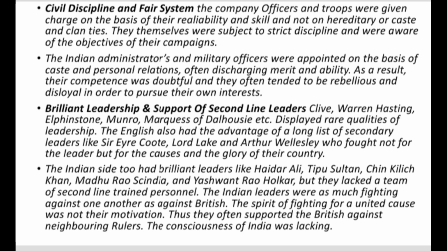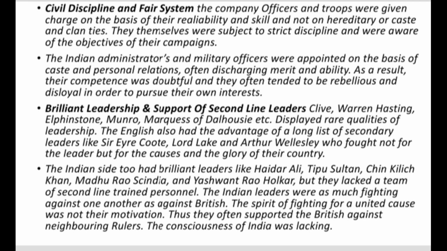After that, the civil discipline and fair selection system. The company officers and troops were given charge on the basis of their reliability and skill, and not on the basis of hereditary or caste and clan ties. They themselves were subject to strict discipline and were aware of the objectives of their campaigns. In contrast, the Indian administrators and the military officers were appointed on the basis of caste and personal relations, often disregarding merit and ability. As a result, their competence was doubtful, and they even often tended to be rebellious and disloyal in order to pursue their own interests.